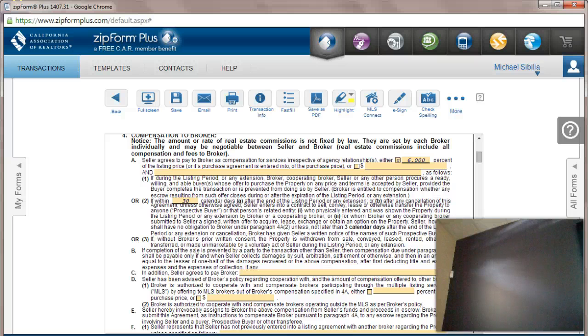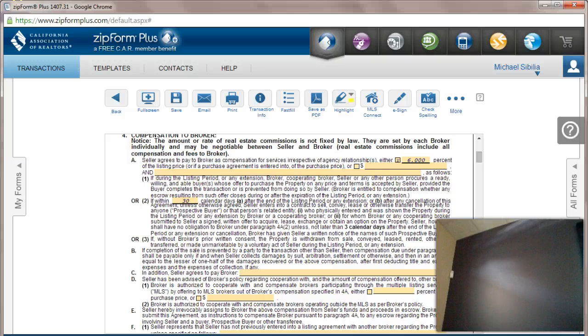It says, when do you get paid? If during the listing period or any extension, broker, count the number of ways you get paid. If you find the buyer, a cooperating broker, the seller finds the buyer, any one of those 3, or any other person provides a ready, willing, and able buyer who's offered to purchase the property on any price and terms acceptable by the seller, provided the buyer completes the transaction or is prevented from doing so by the seller.